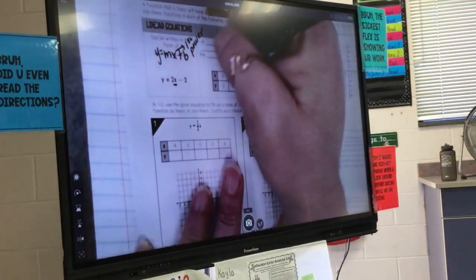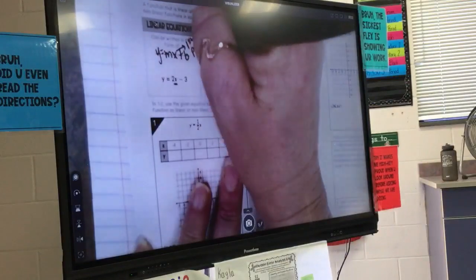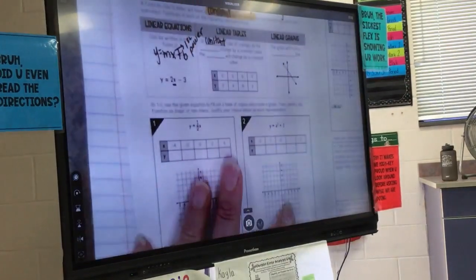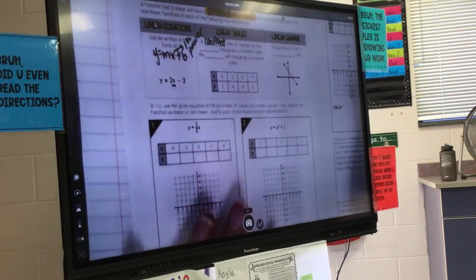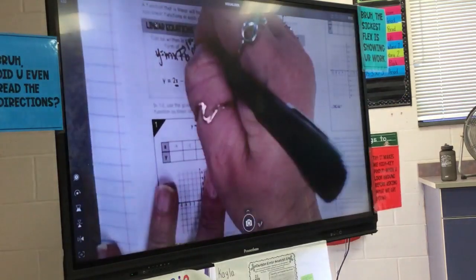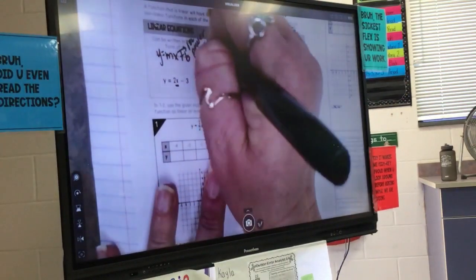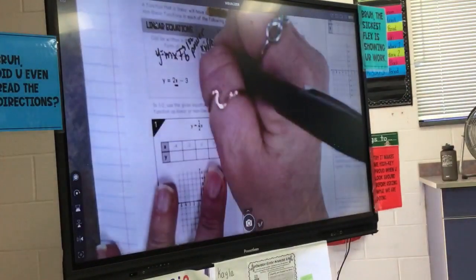The next one is the table. So a constant rate of change. This means that it increases the same or it decreases the same from box to box to box to box. Make sure that I give you the right words. So your x value will change the same and your y value will change the same.